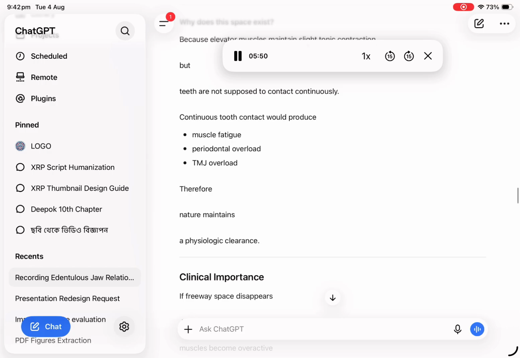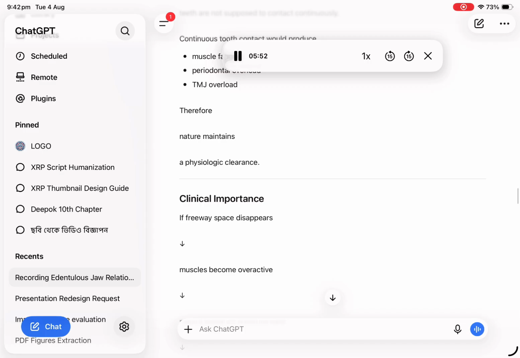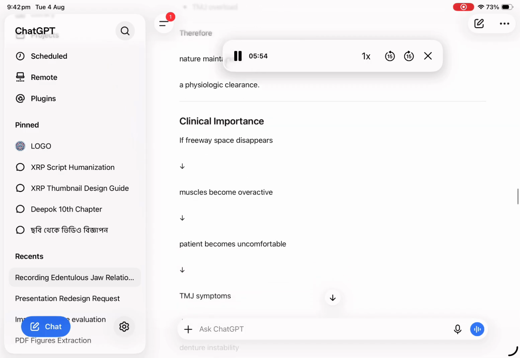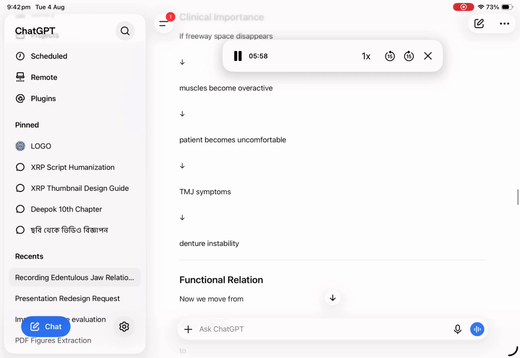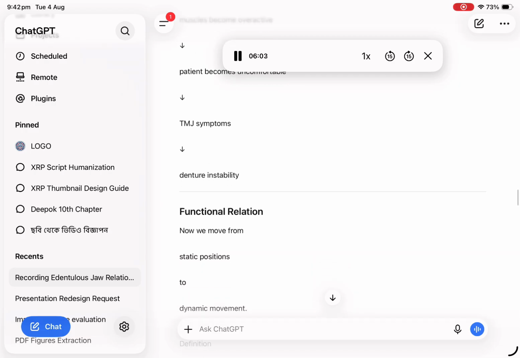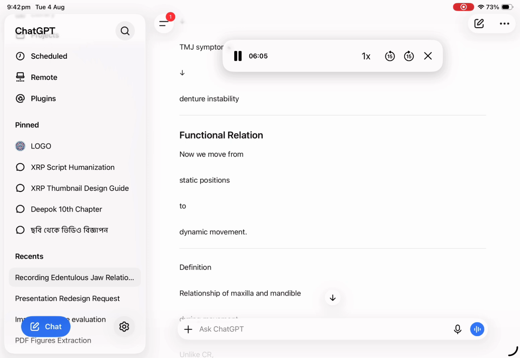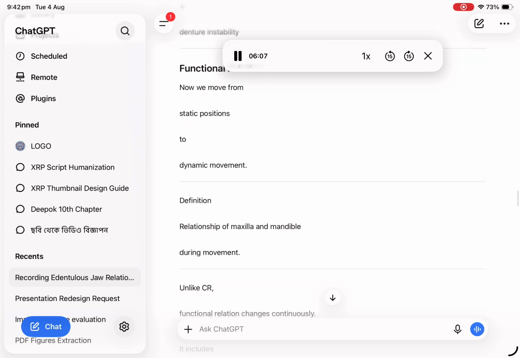Clinical importance. If freeway space disappears, muscles become overactive and the patient becomes uncomfortable. TMJ symptoms and denture instability may follow. Functional relation: now we move from static positions to dynamic movement. Definition: the relationship of the maxilla and mandible during movement.